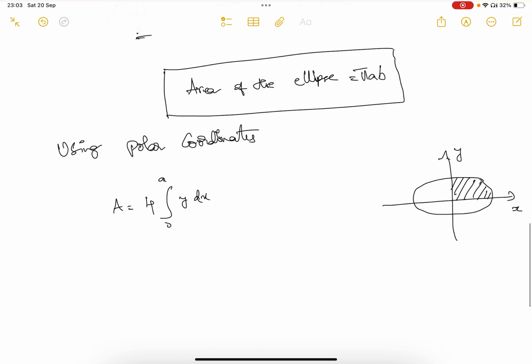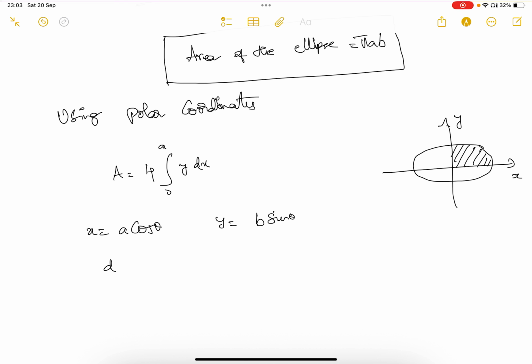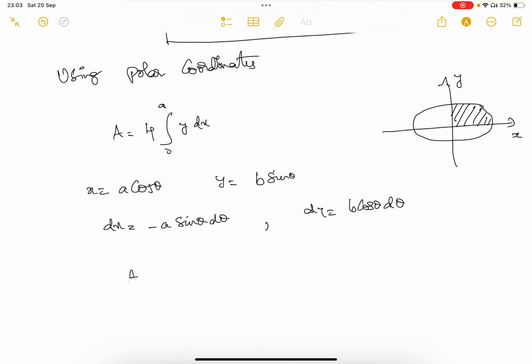Fine. Now let's proceed. As we are using the polar coordinates, here x will be a cos theta and y equal to b sin theta, as we have done previously. Here dx equal to minus a sin theta d theta, right? dy equal to b cos theta d theta. Then the area is 4 times integral 0 to pi by 2. Sorry, we need to calculate the integration limits first.